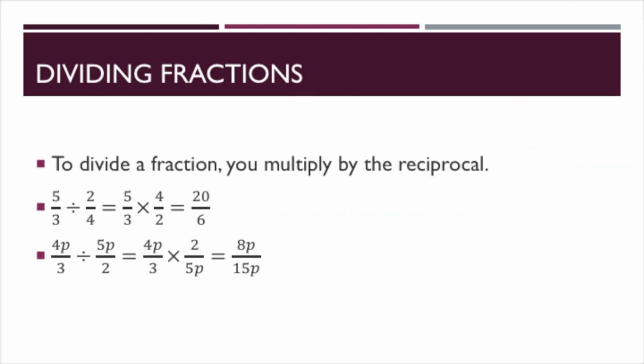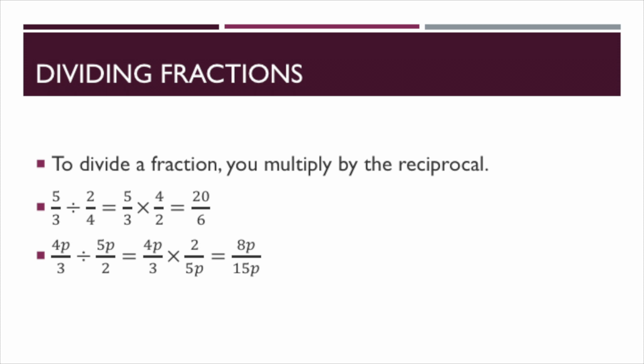Now to divide a fraction, you simply multiply by its reciprocal. So for example, if we have 5/3 divided by 2/4, we take 2/4 and find the reciprocal, which would be 4 divided by 2, and we take 5/3 times 4 over 2, which is 20 over 6.